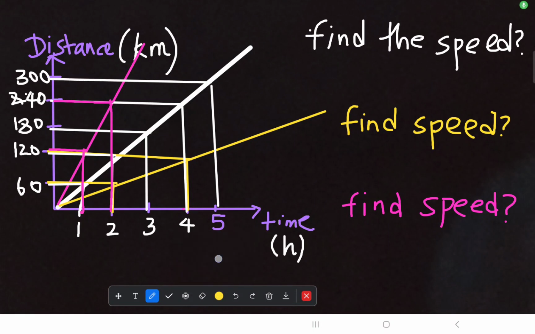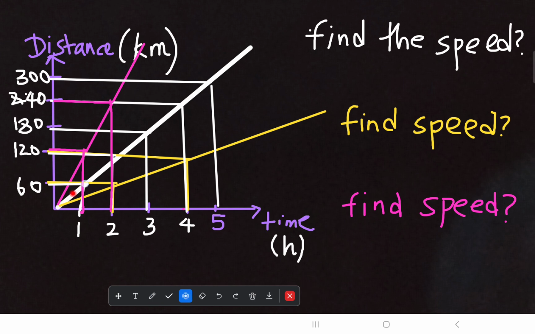Okay, I have indicated different colors. There are three distance versus time graphs in this Cartesian coordinate plane. According to that, we will find the speeds. For this, first of all, we have to find the speed for the white color one.